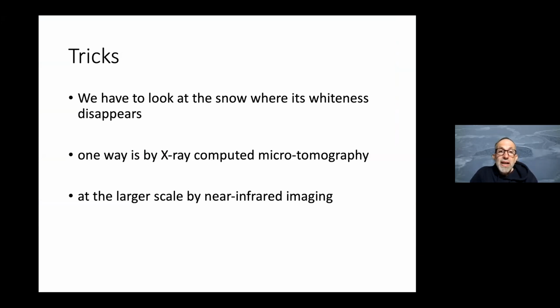So we have to use what I call here tricks. We have to look at the snow where its whiteness disappears. So we have to make snow visible. And one way is that we can use X-ray computed microtomography, and I will explain that later. And we have another trick: we can look at the larger scale of snow by near-infrared photography.